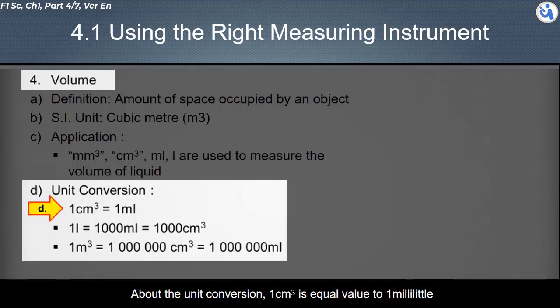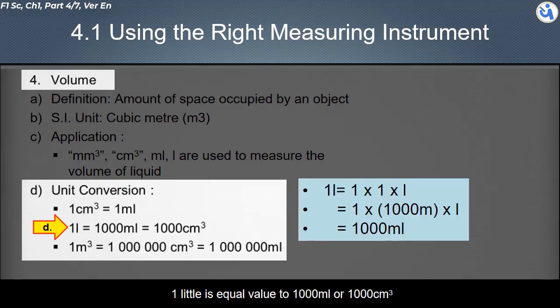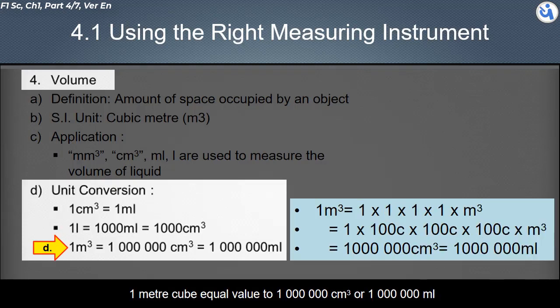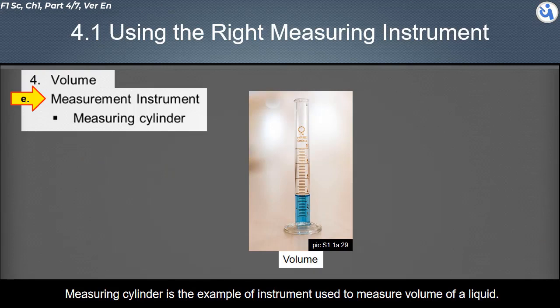About the unit conversion, 1 cubic centimeter is equal in value to 1 millilitre. 1 litre is equal in value to 1000 millilitre, or 1000 cubic centimeter. 1 cubic meter is equal in value to 1 million cubic centimeter, or 1 million millilitre. Measuring cylinder is the example of instrument used to measure volume of a liquid.